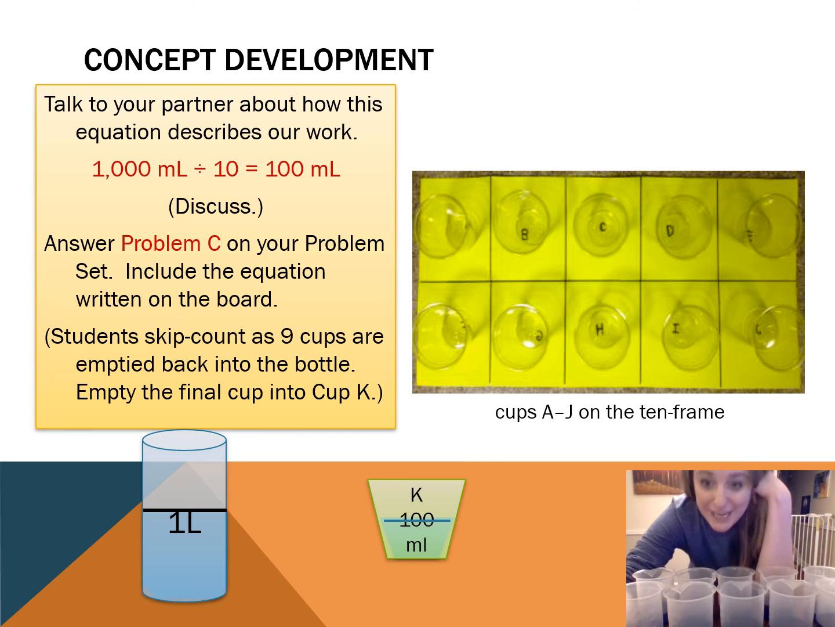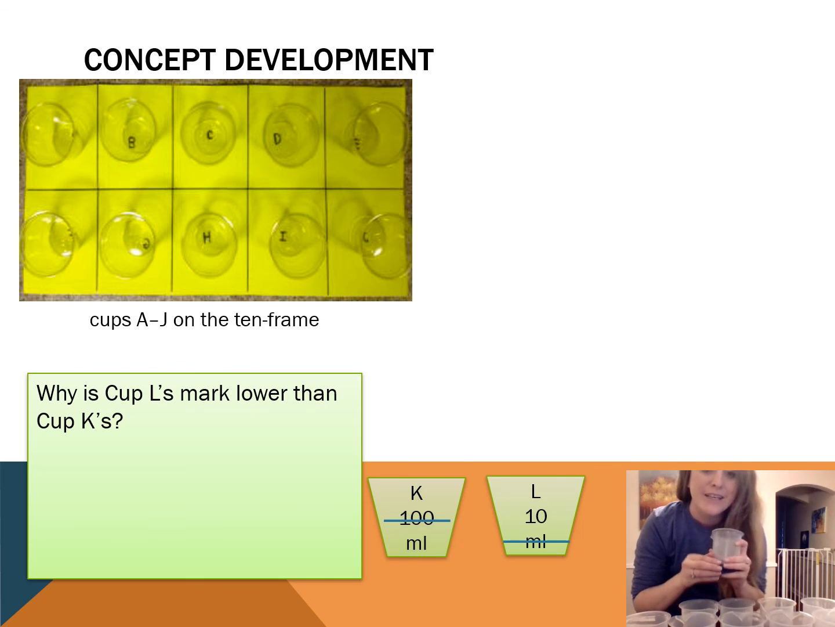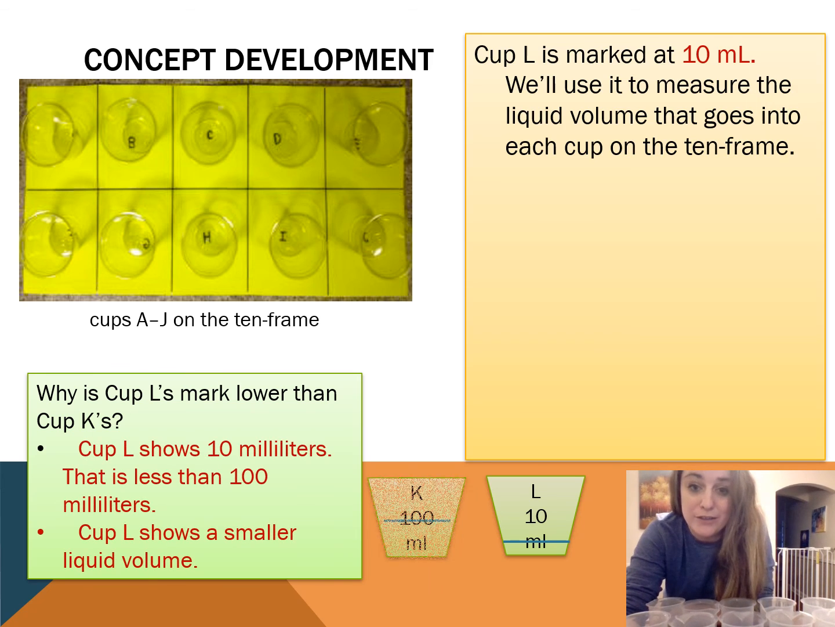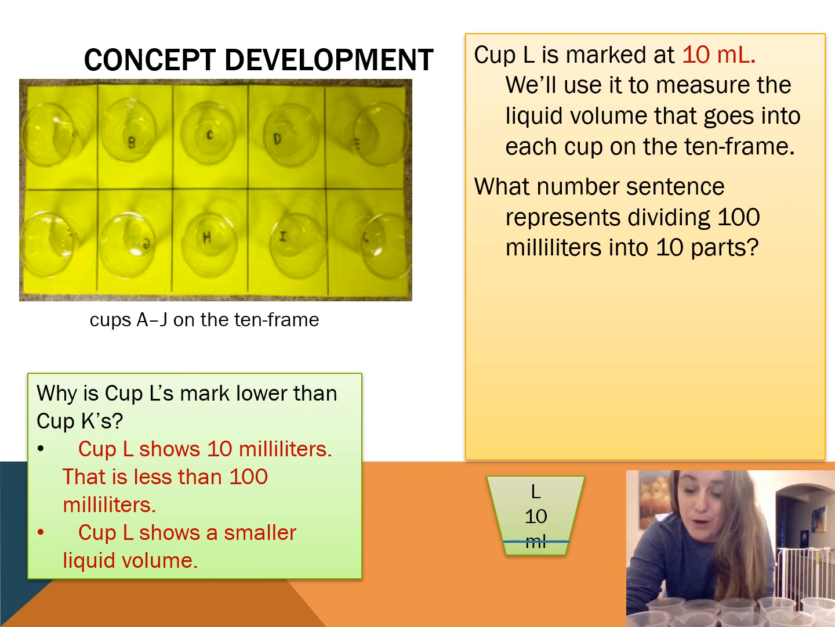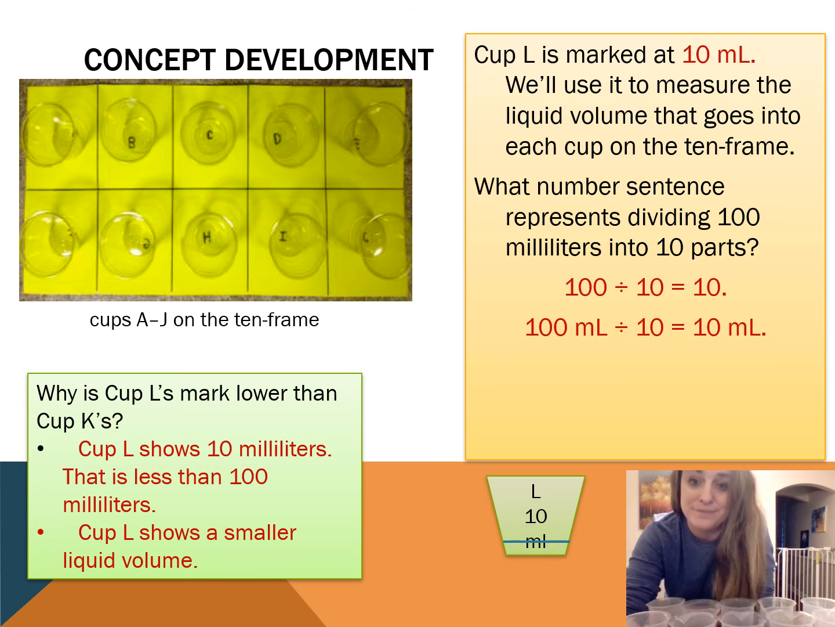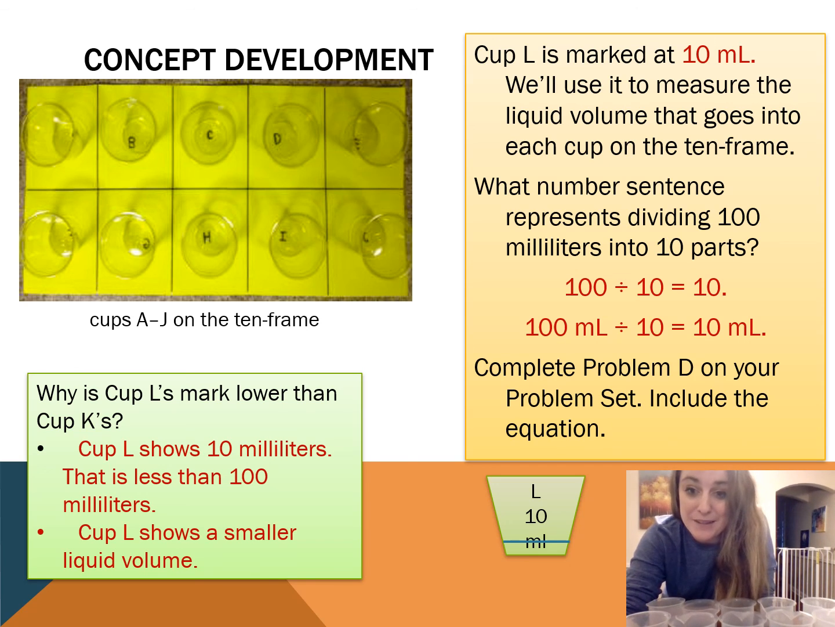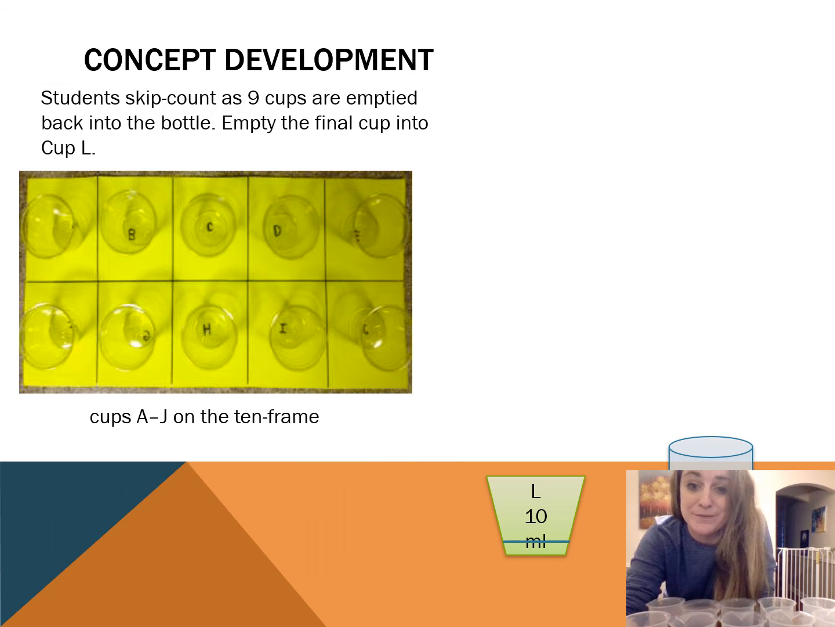Now, we're going to empty the water back into our liter. I know this is hard for you to see, but here we see tick marks along the cup. Each of these tick marks represents a 10. So if we divided 100 into 10 equal parts, how many parts would there be? Well, we know 100 divided by 10 equals 10. And that would mean 100 milliliters divided by 10 will also be 10 milliliters. That's a solution to problem D on your problem set. You should include the equation in your work.